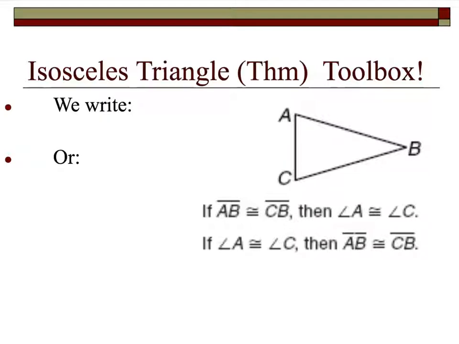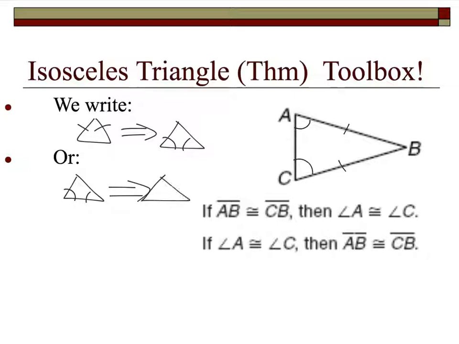Well, if AB is congruent to CB, then angle A has to be congruent to angle C, my angles, and vice versa. The way we write this down, if you've got the sides, then you get the angles. If you've got the angles, then you can get yourself some sides. If sides then angles, if angles then sides. That's what I like to say. We're going to use it in a proof today.